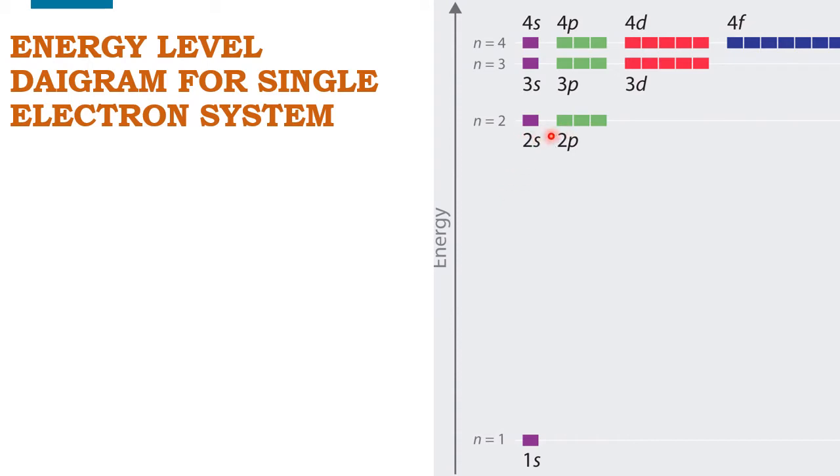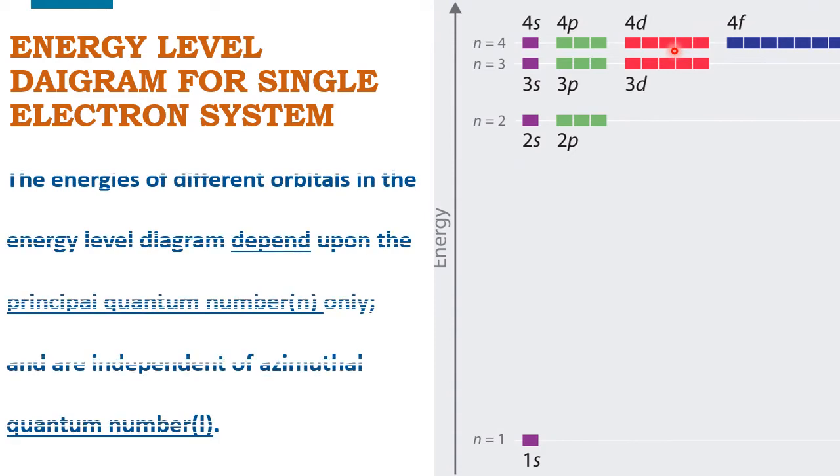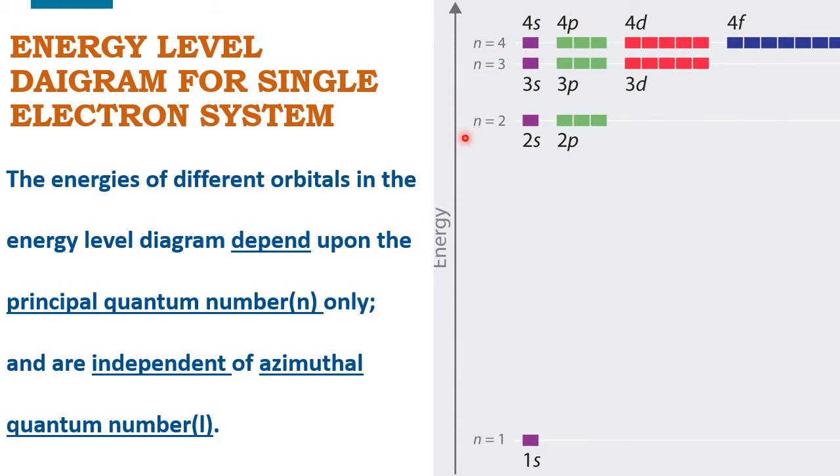Here they belong to n equal to 2, so the energy is equal. In the same way, 3s, 3p, 3d have equal energy. In the same way, 4s, 4p, 4d have equal energies. The energies of different orbitals in the energy level diagram depend upon the principal quantum number only and are independent of the azimuthal quantum number. That means energies of this system, that is the single electron system, depend only on the n value, not on the l value.